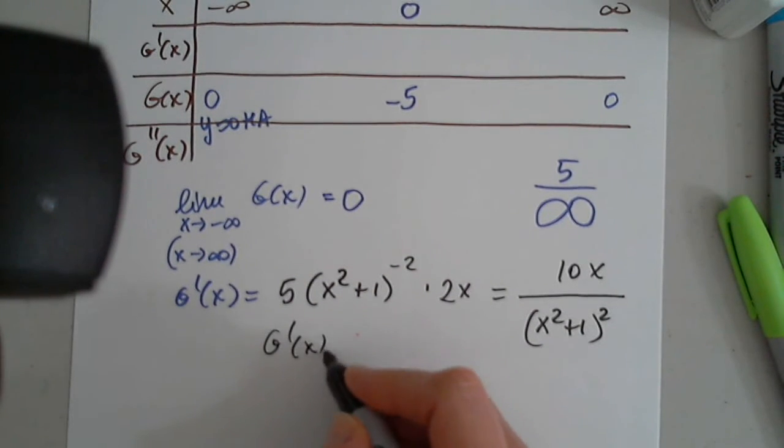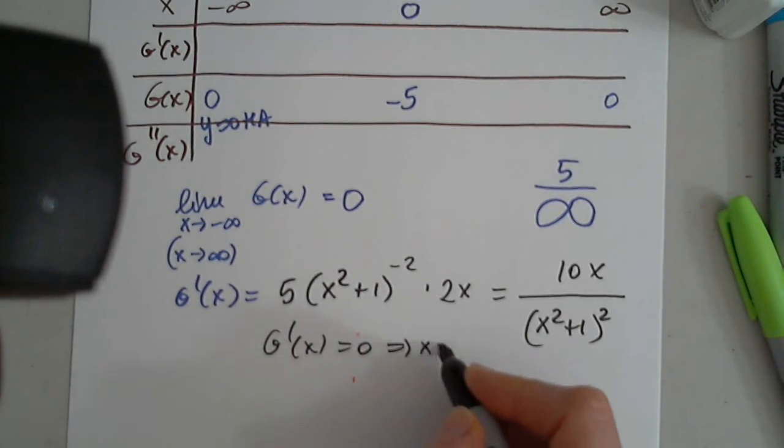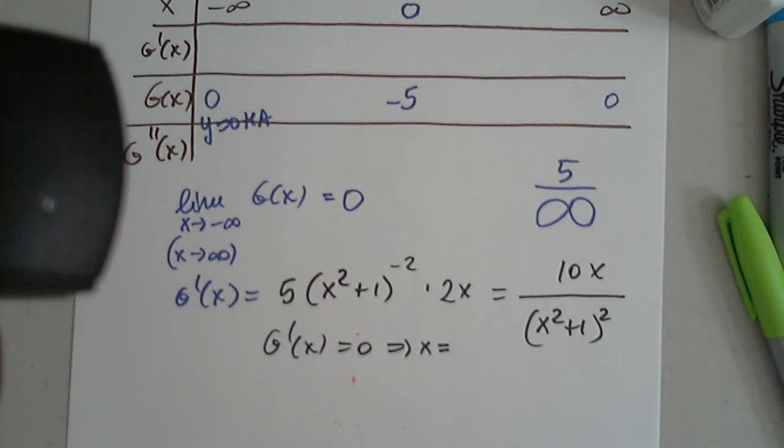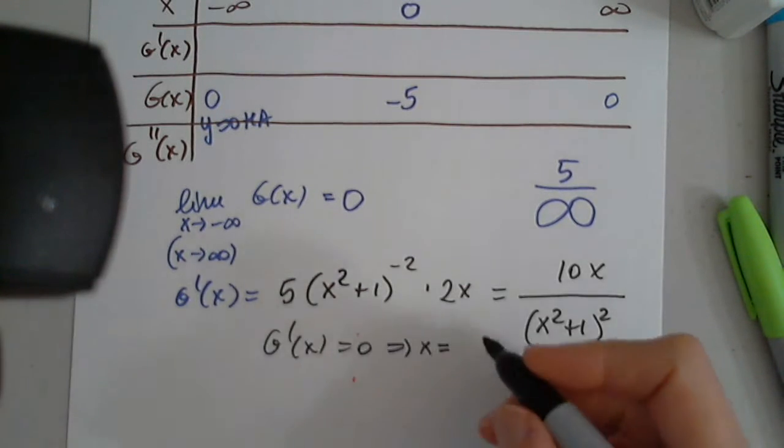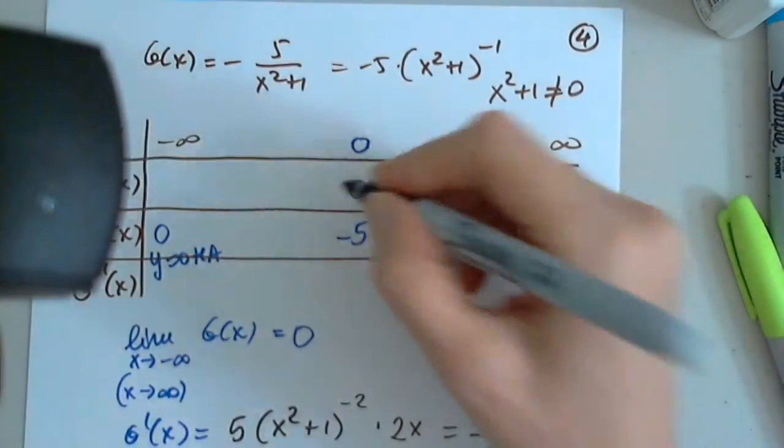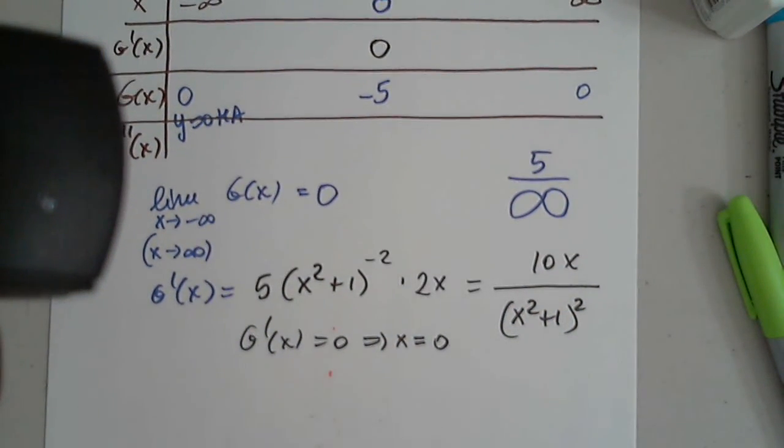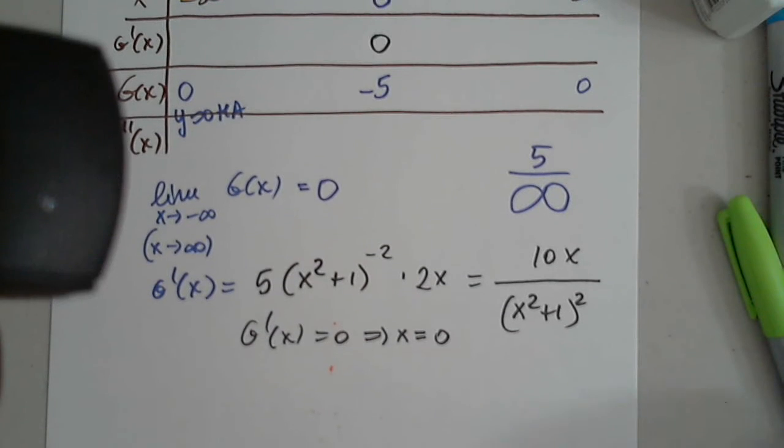So g prime is 0 when x equals? When is the fraction 0? When the numerator is 0. Excellent. So in this case, when will it be 0? 0. Very good. Awesome. So which portion of this, because sometimes that happens, which portion of this you will not plug in to find the sign of the derivative?